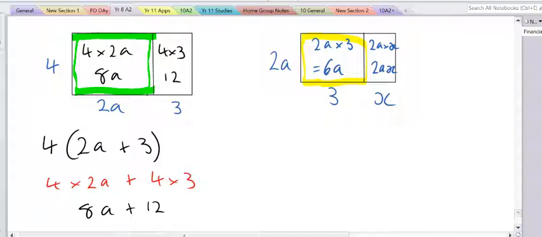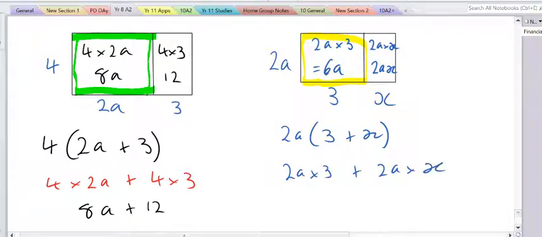Our total then would look like this: 2a bracket 3 plus x, leaving us with 2a times 3 plus 2a times x, which is 6a plus 2ax. Okay. And these are similar to the ones you will have to have a shot at for homework, or had a shot at last night for homework.